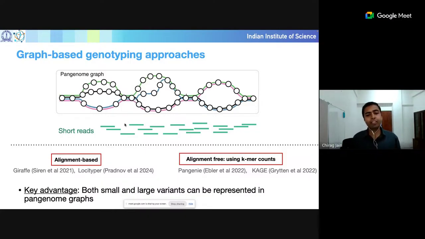The key advantage of these pangenome graphs is that both small and large variants can be represented well inside them. As you can see in this illustration from the Pangenie paper, these variants appear as bubble-like structures in the graphs. And the problem then is to infer a path in these graphs that would match the allele of the target sample.